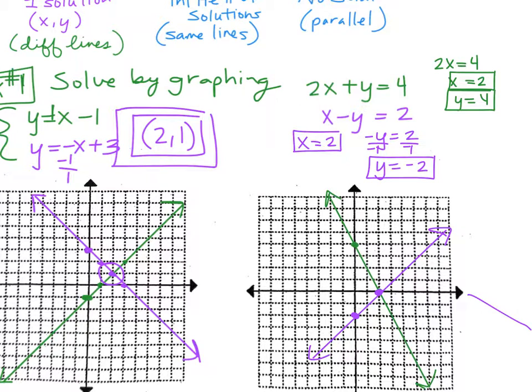Okay, what is your answer? 2, 0, right? This point right here is your solution. You write it as (2, 0). Questions on that?